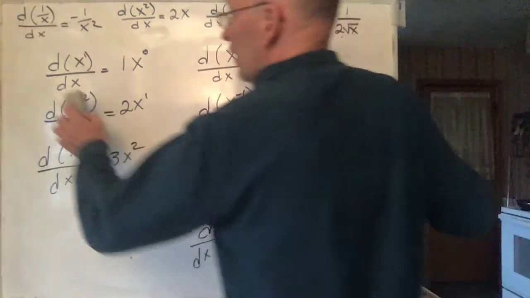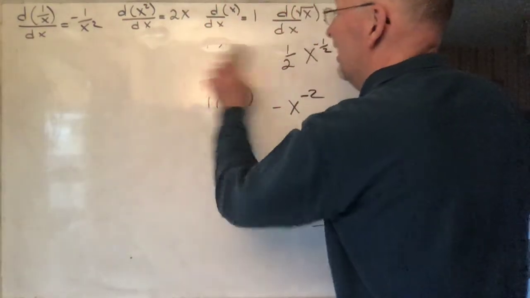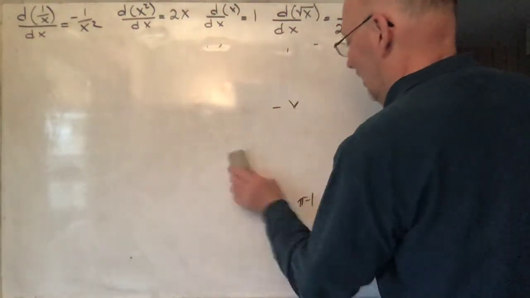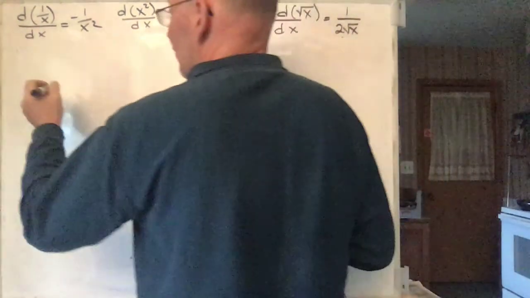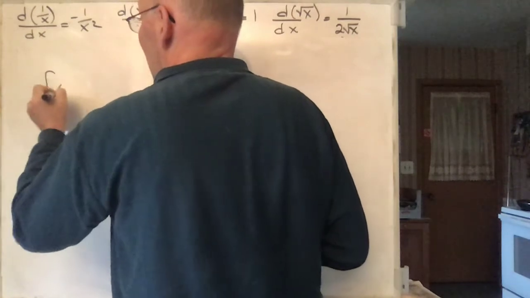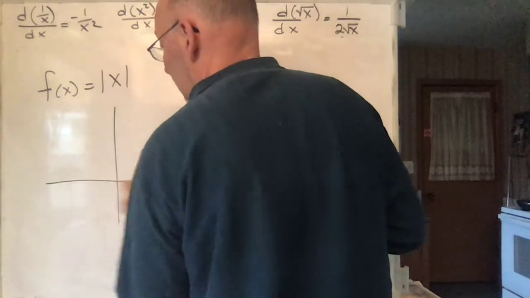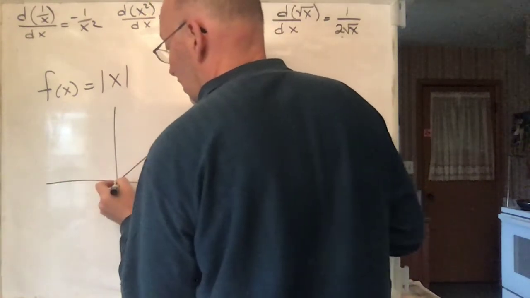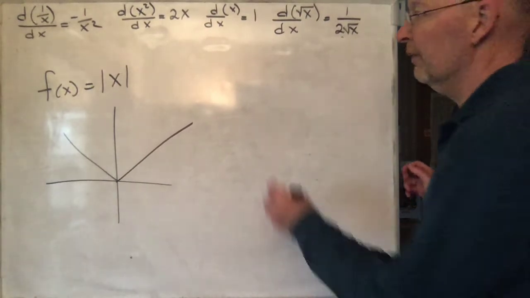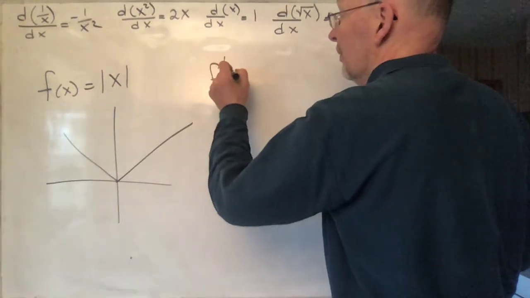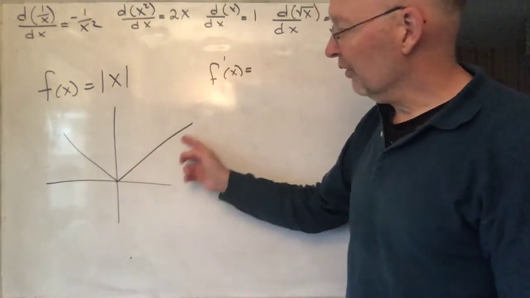Let me do just one more, just for completeness. Remember what the absolute value function looks like? Okay, it looks like that. What would be the derivative of this one? What would be the derivative? Just think of it in terms of slope.